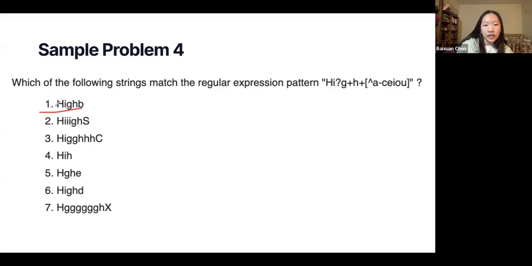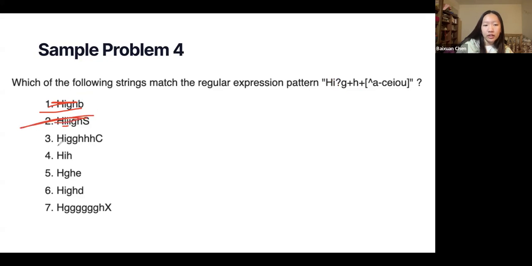For the first string, we have an H, which works, goes into the first state. And then we have 0 or 1 i's, so this one works. And then we have 1 or more G's, which works, and 1 or more H's, which works. And then we have a B, which is not accepted, right? Because we need the string to end in a letter that is not A, B, C, E, I, O, or U. So number 1 is not accepted. For number 2, we have an H, which works. And then we have 3 i's, which does not work, right? Because the question mark represents 0 or 1 i's. So number 2 does not work.